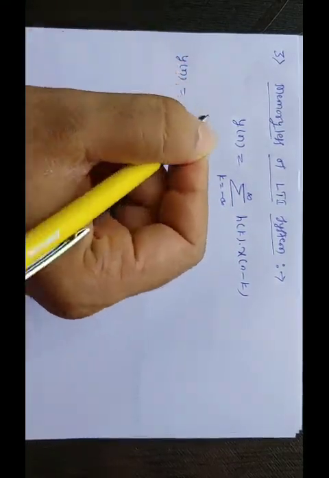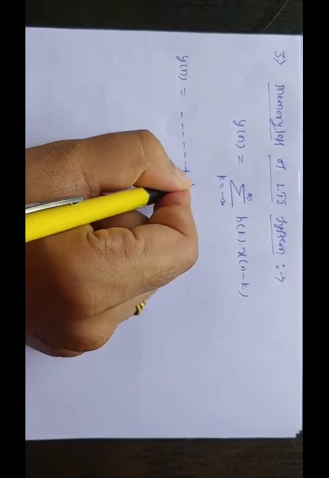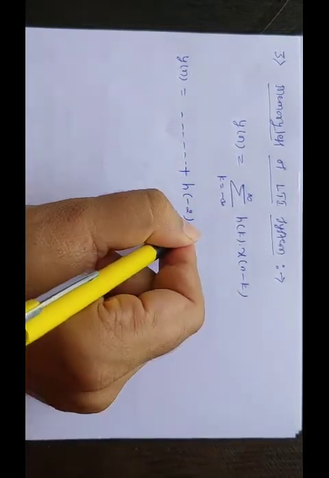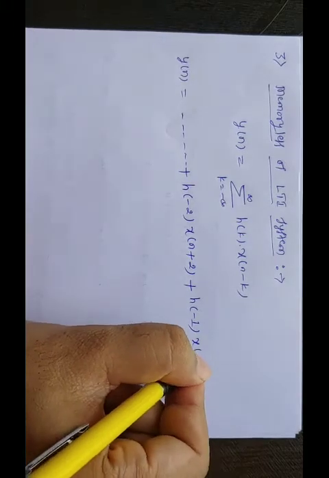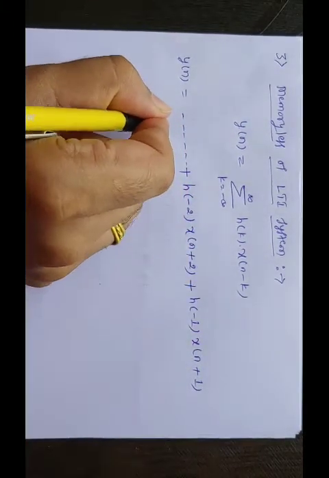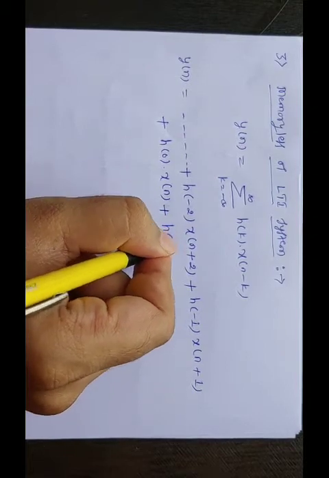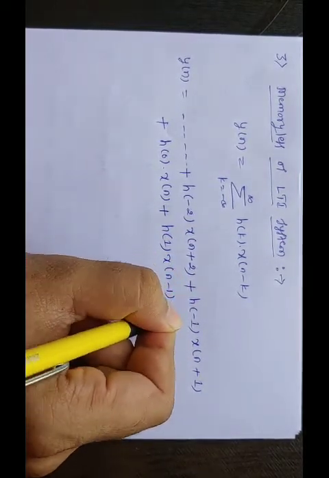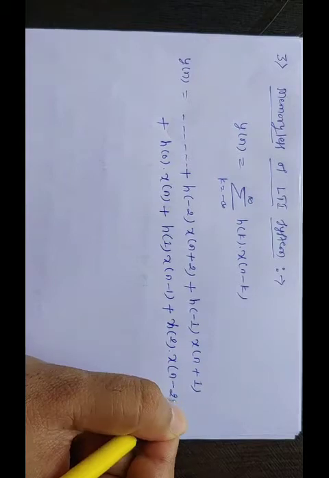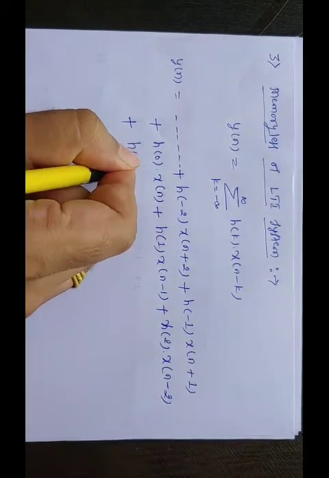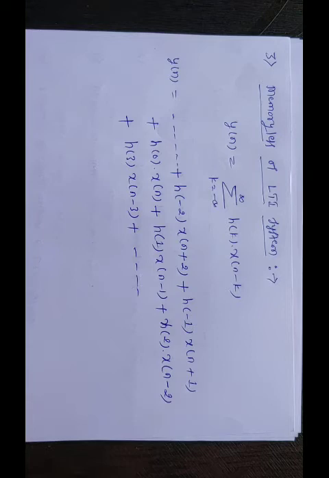If I expand this one, I am getting y of n equal to, so on, it is coming from minus infinity plus, say take k value as minus 2, then I am getting h of minus 2 x of n plus 2 plus h of minus 1 x of n plus 1 plus h of 0 x of n plus h of 1 x of n minus 1 plus h of 2 x of n minus 2 plus h of 3 x of n minus 3 plus so on up to infinity. So this is the expansion I have given.